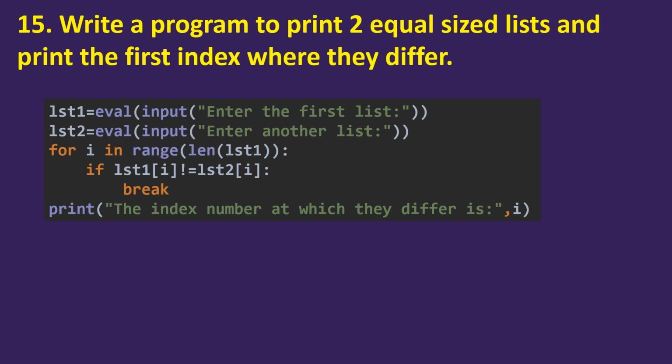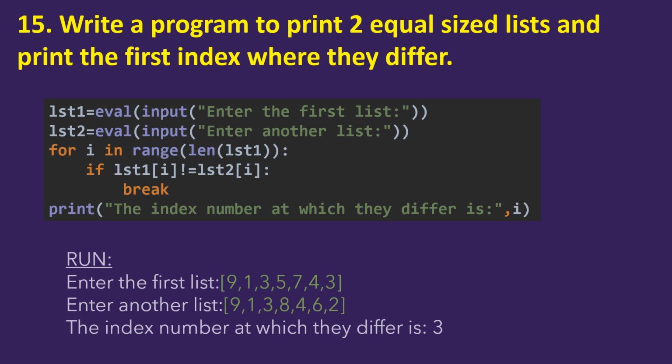It will be compared. That means the first element of list 1 will be compared with the first element of list 2. If they are not the same, then wherever they differ, the loop will break there. We will not check further or compare, because we need only that particular index where they differ, and the index is i.